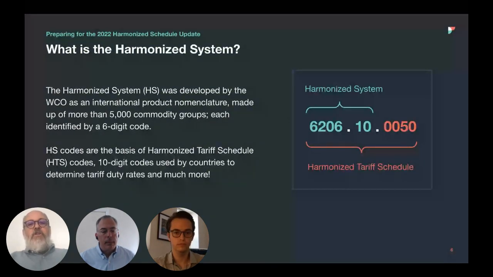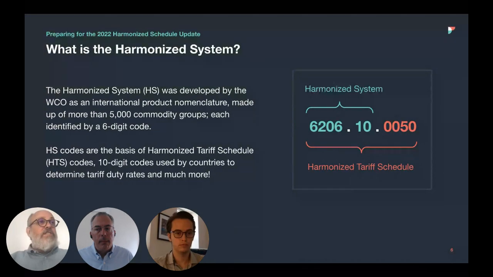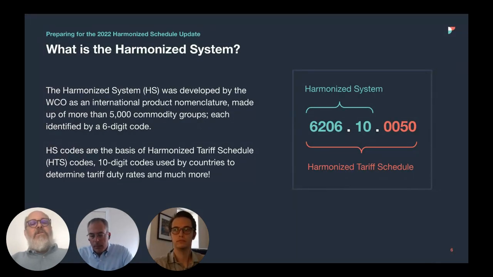So now if you take a look here, this 620610, I think that's a shirt classification for women's blouses. And then if you'll notice, the number is actually a full 10-digit number. Now, the World Customs Organization publishes the first 6 digits, and it allows each of the individual countries to add on as many digits as they like to make the codes specific to their country. So the first 6 digits keeps the numbers consistent from country to country, and the last few digits allow each country to add specifics to their particular system.